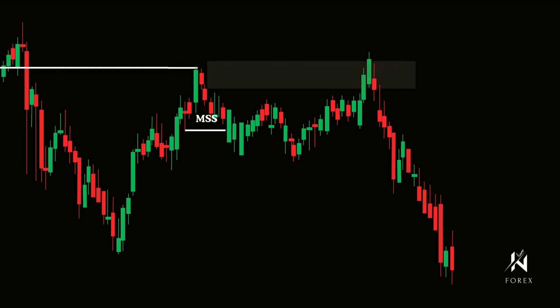Before applying any trading strategy to your live account, it's essential to backtest it thoroughly, ideally over 100 trades and at least one full year of data. This will give you the confidence and data you need to trust the strategy.